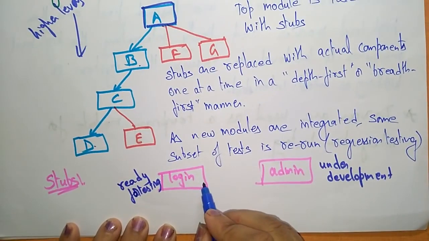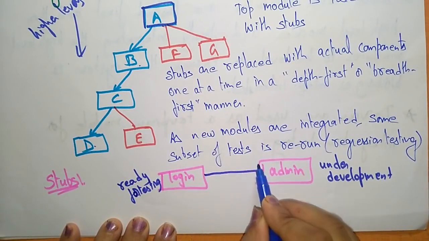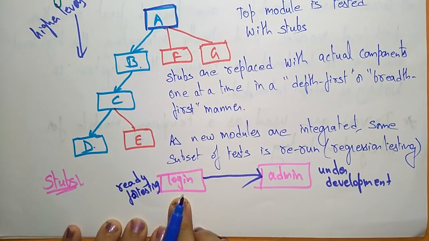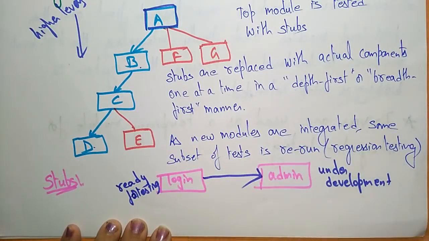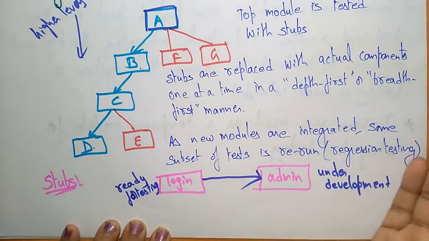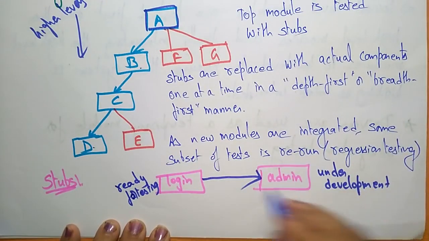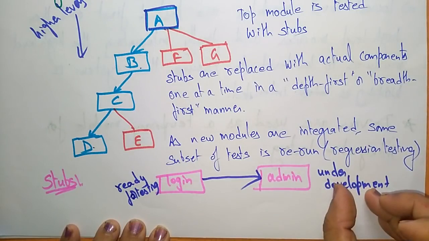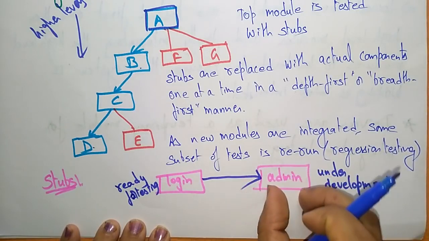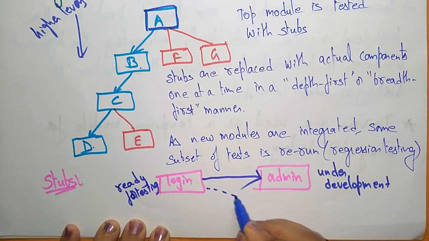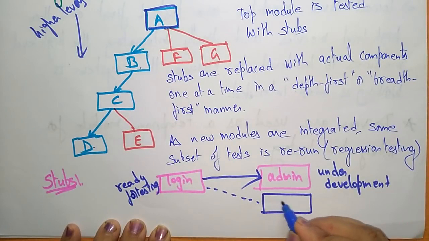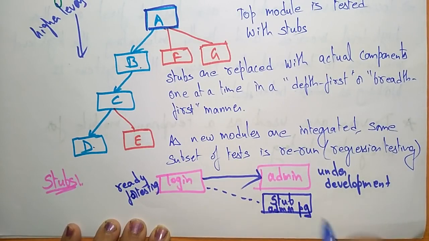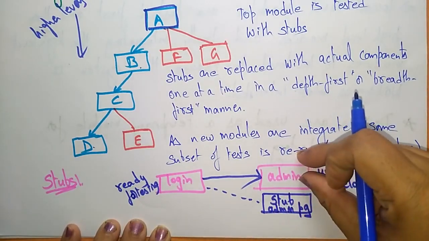So here the login is just calling the admin page. Whenever I enter my login details in the page that is ready for testing, they give some username, ID and password, and enter into that page. There it is just calling the admin page, but the admin page is still under development. It is not ready for integration. So then what they will do, they just keep one dummy page. That dummy page, dummy program, you call it as a stub admin page. A stub admin page will be placed here.